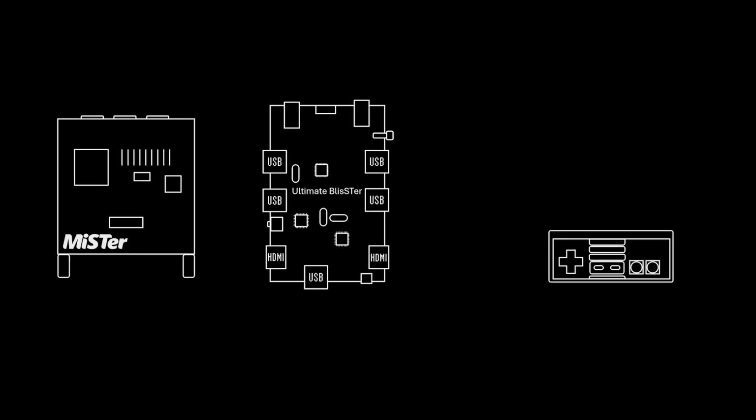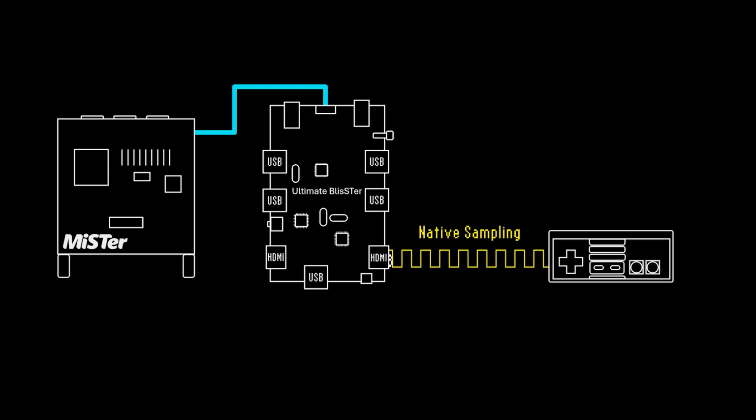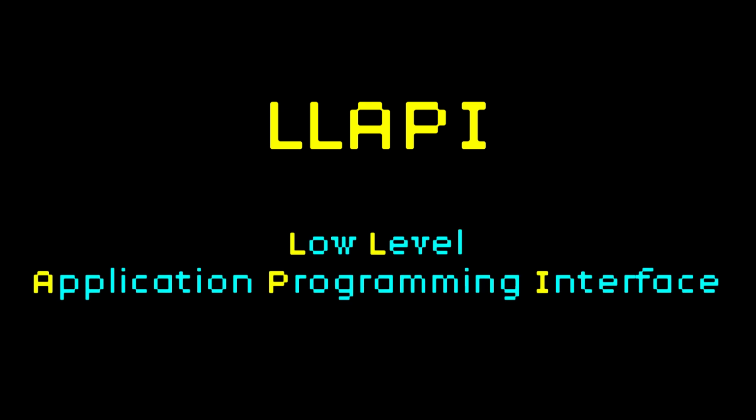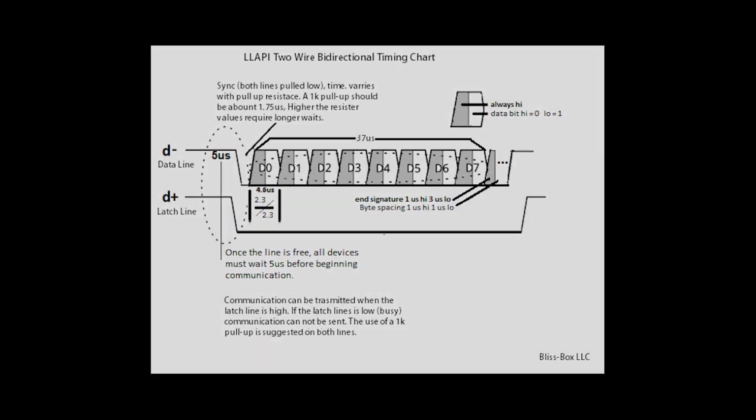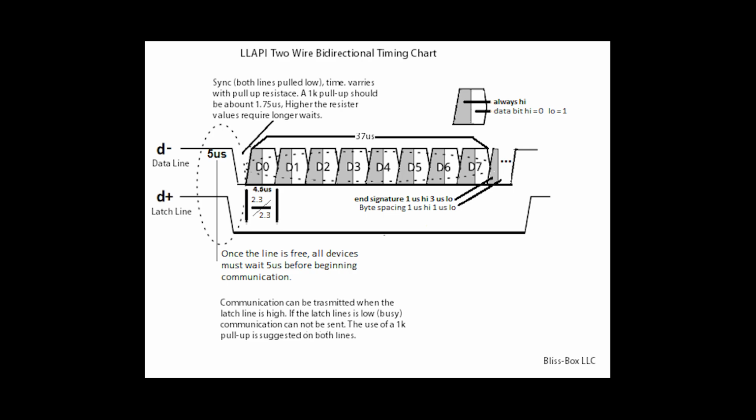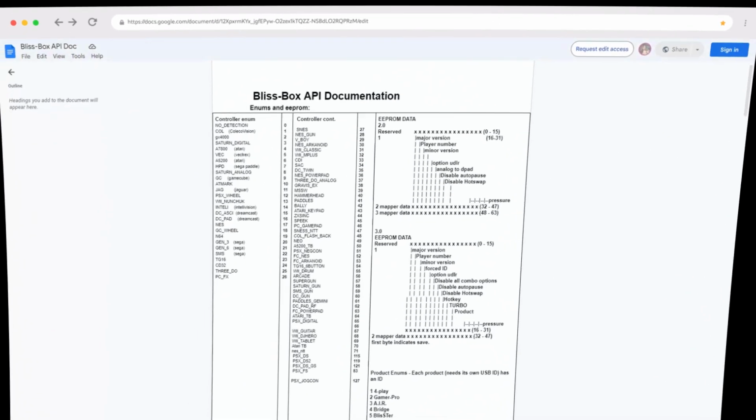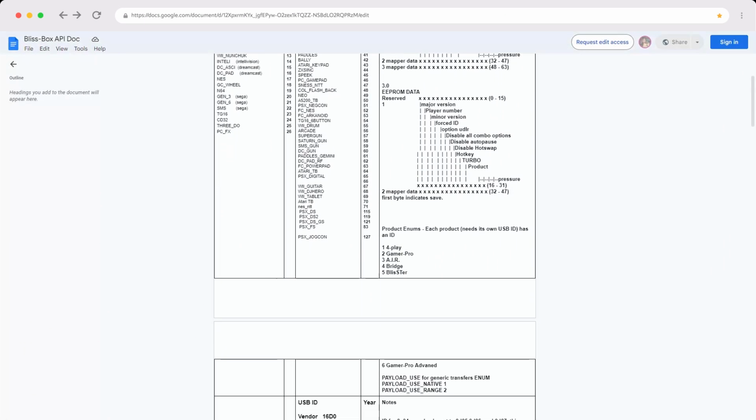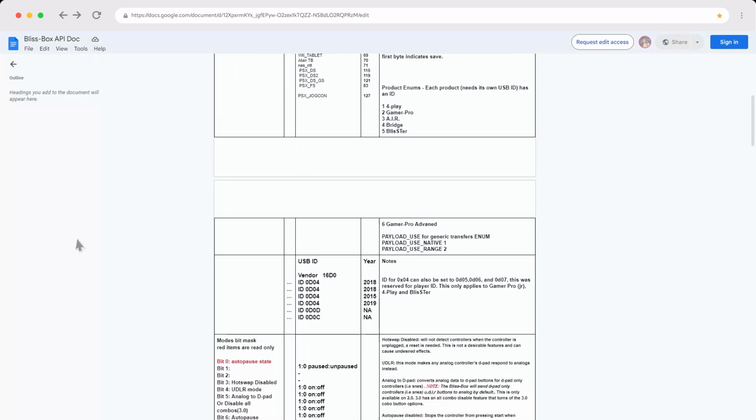Instead, the BlisSTer acts as an interpreter between the controller and the game system. It uses the native functionality of the controller in order to collect its input, but when it talks to the core running on the MiSTer, the BlisSTer uses a different protocol that it calls the LLAPI, or Low Level Application Programming Interface. At the heart of it, the LLAPI is just a two-wire data transfer protocol, and the folks over at Bliss Box have done a pretty good job of documenting its functionality.